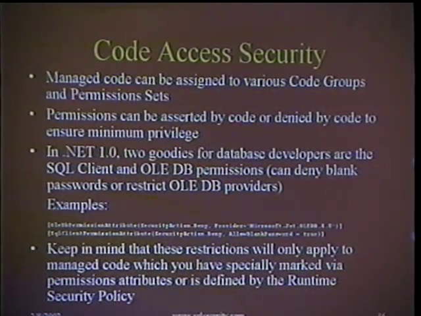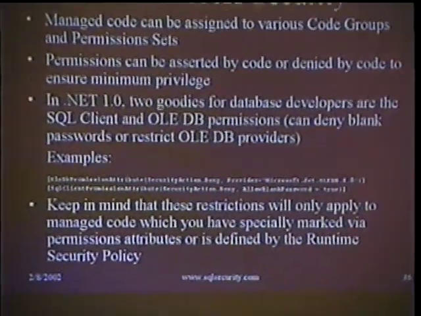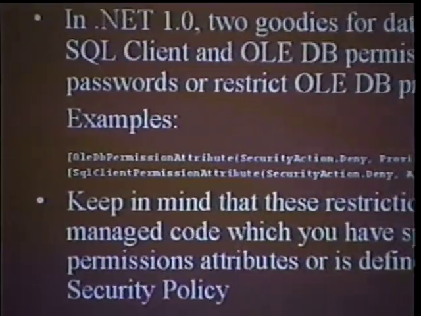In .NET 1.0, two goodies for database developers are the SQL client and the OLE DB permissions, and that'll be in the sample. And if you look, there's a little piece of code with the brackets. It's right on top. This is something that you can place on top of your methods to say, for this particular method, I want this particular permission to be given or denied.